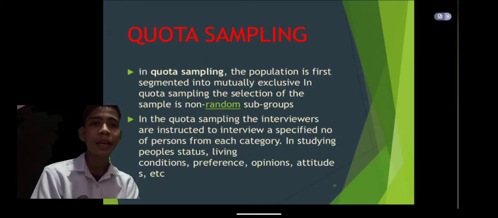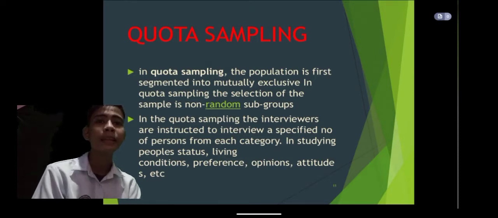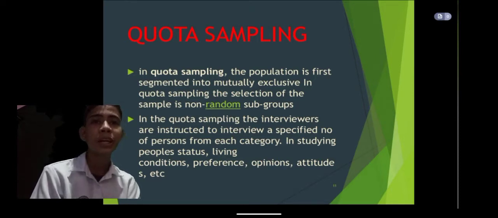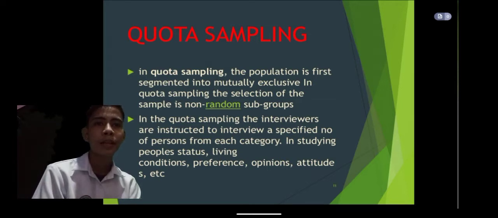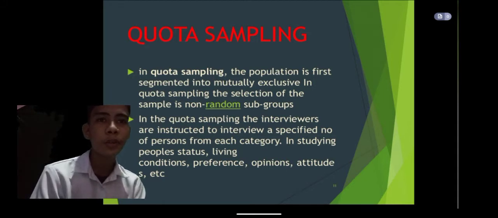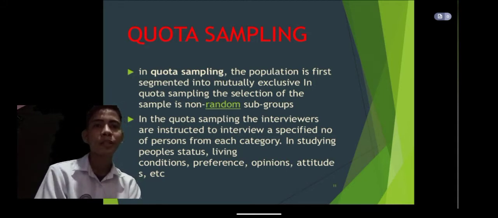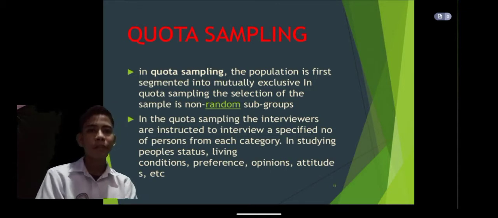And quota sampling is where the population is first segmented into mutually exclusive subgroups. In quota sampling, the selection of the sample is not random. In quota sampling, the interviewers are instructed to interview a specified number of persons from each category in studying people's status of living, condition, preferences, opinions, and attitudes.